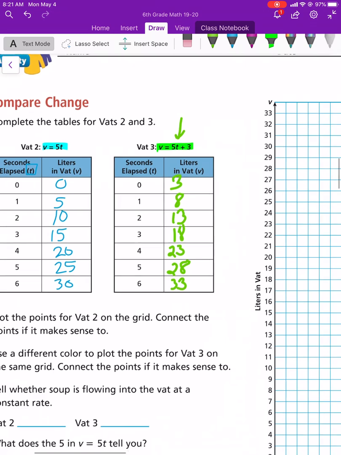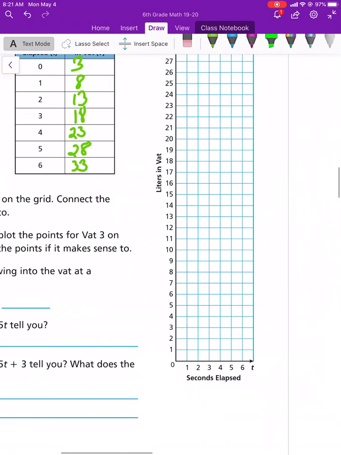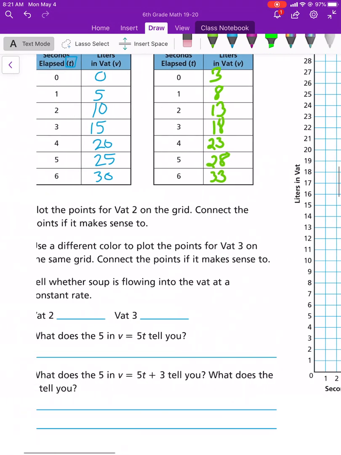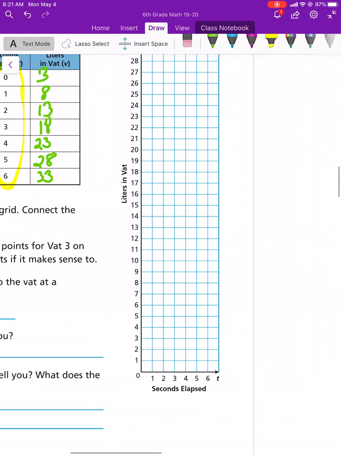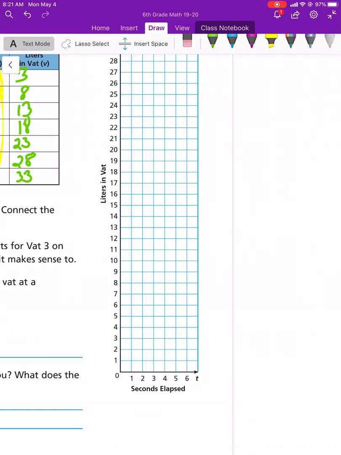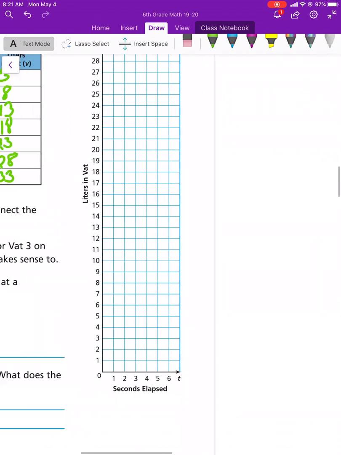Let's graph these. We can put them on the same line, right? And the reason that I can do that is because these guys, and I'm going to do this in yellow, these are the same. 0 to 6, right? It's my x-axis down here.